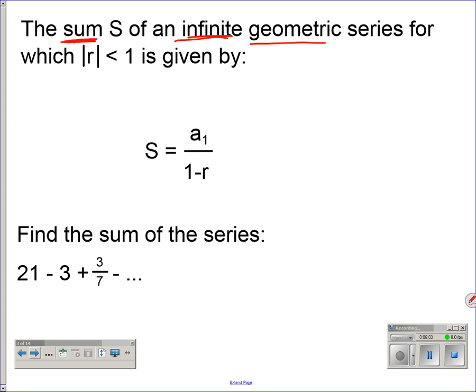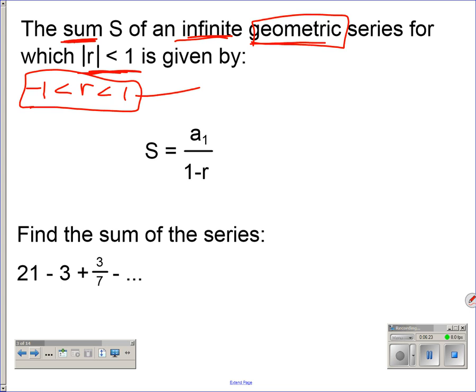Now, this can only happen in a couple of cases. This can only happen if you have a geometric series and the absolute value of your rate is less than 1. Another way of writing that is that your rate is less than 1 and greater than negative 1. As long as you have these two criteria, then you can find the sum of an infinite amount of numbers.